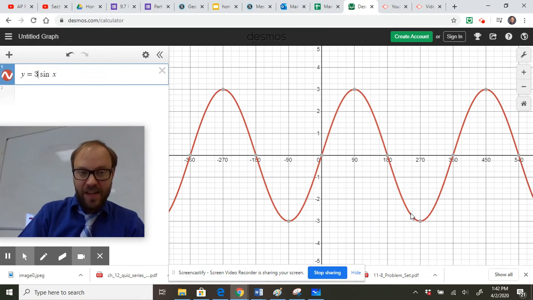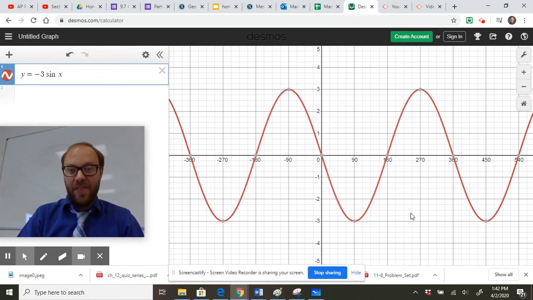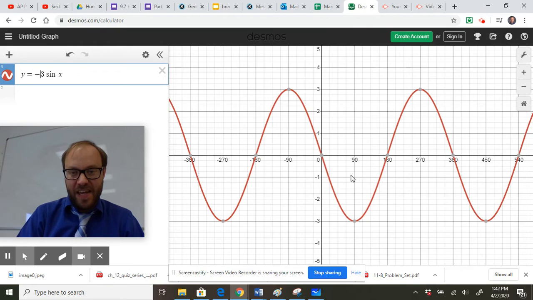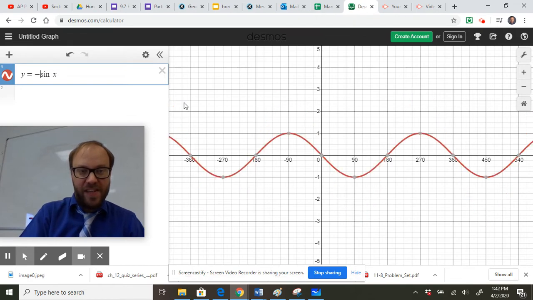Now be careful, because I could have a -3 out there, and the amplitude will still be +3. But the graph will be flipped upside down. The sine function will go down first, and then it'll go up. So that's a transformation that's pretty important. You can change the amplitude there.